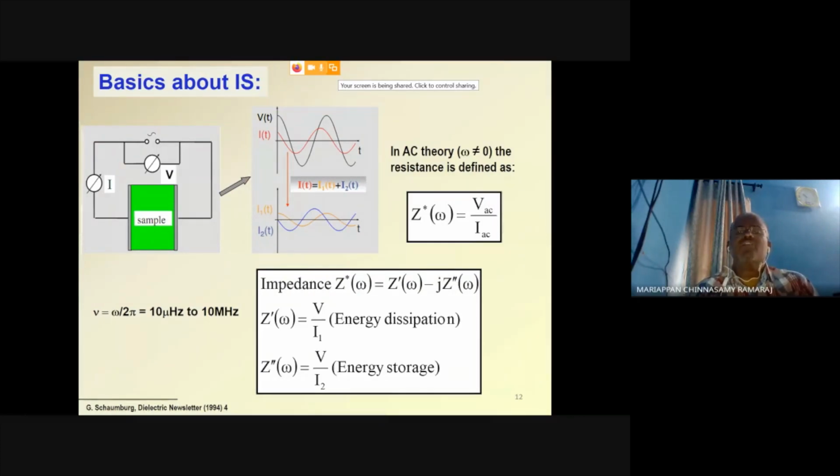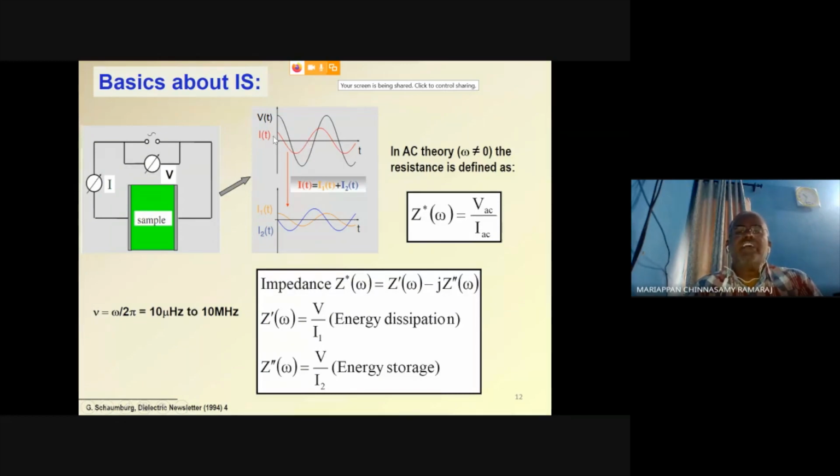You may wonder why we have to call it a spectroscopy. Wherever the frequency comes in, and you measure properties while changing the frequency, then we call it a spectroscopy, like IR spectroscopy or UV spectroscopy. Here we are measuring the impedance with respect to changing frequency. That's why it's called impedance spectroscopy. So here we are applying the time varying field and measuring the time varying current.